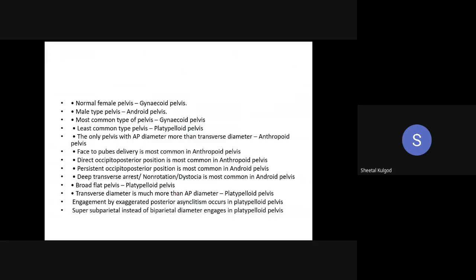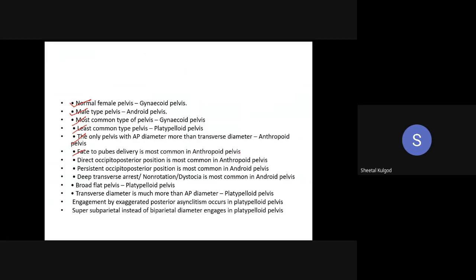So what you have to remember, you just have to go through this slide again and again, because most of the questions are related to these points in the pelvis. Remember, the normal female pelvis is gynecoid pelvis, male pelvis is android pelvis, the most common type of pelvis is gynecoid pelvis, and the least common type is platypelloid pelvis. The only pelvis with anterior posterior diameter more than transverse diameter is anthropoid pelvis. Face to pubis delivery is most common in anthropoid pelvis, as I've discussed earlier.